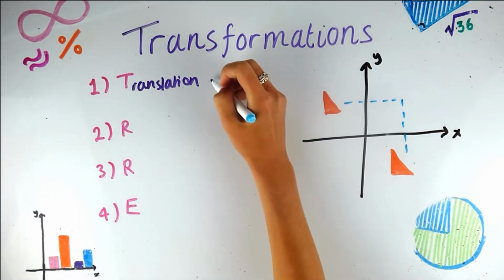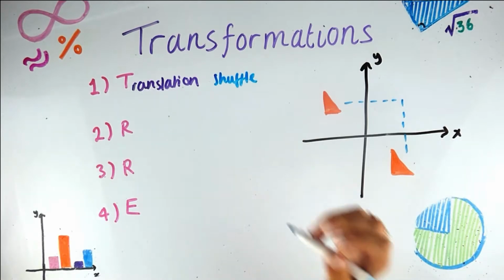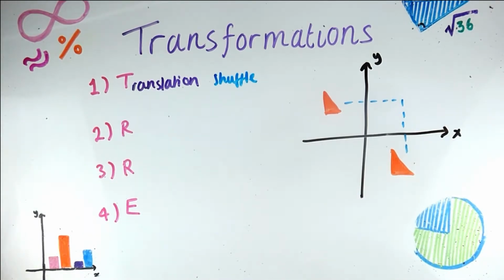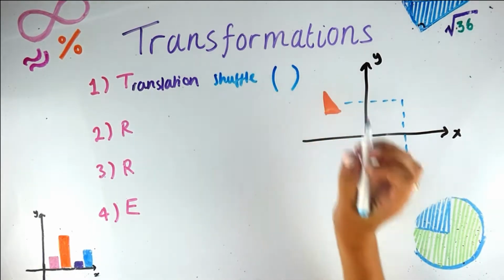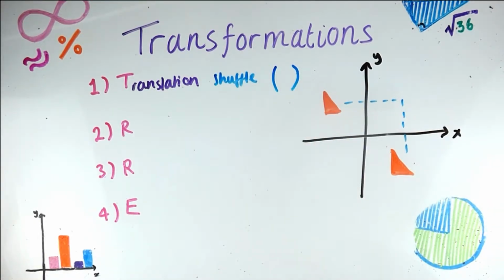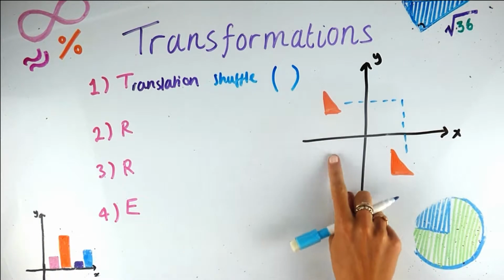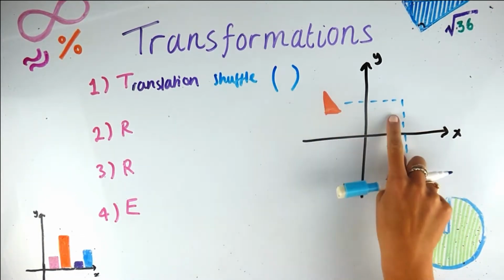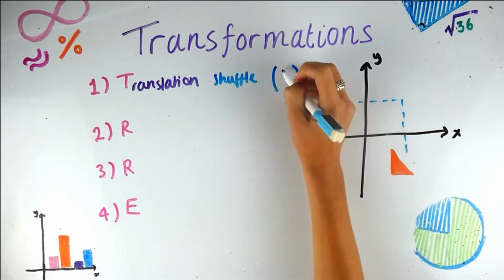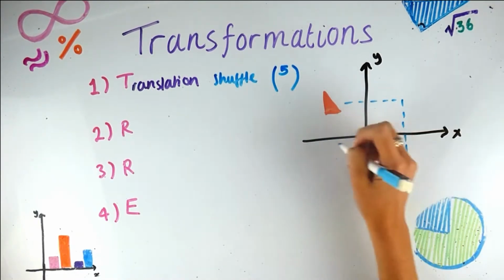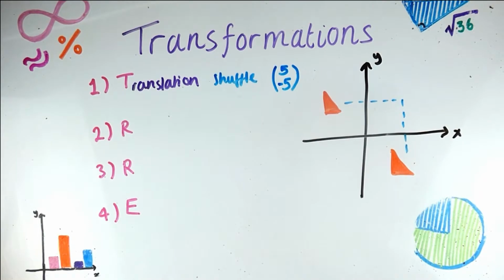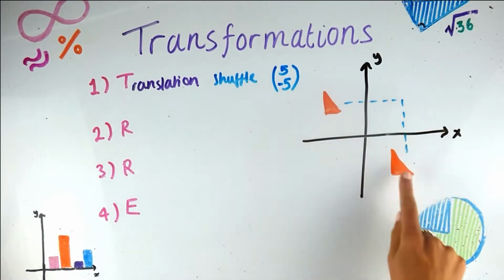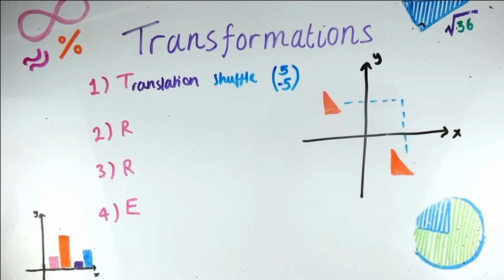So translation is a shuffle, and the way you write it down is you say it's translated, and then you write it like a column vector. Let's say, for example, this one went, I obviously haven't put a scale on this, but let's say it went 5 that way and 5 down. You would do 5 for the x, so positive 5, and then minus 5 for the y. So that is how you would write a translation, and this is what they are. They're just shuffles, they kind of just crab around.